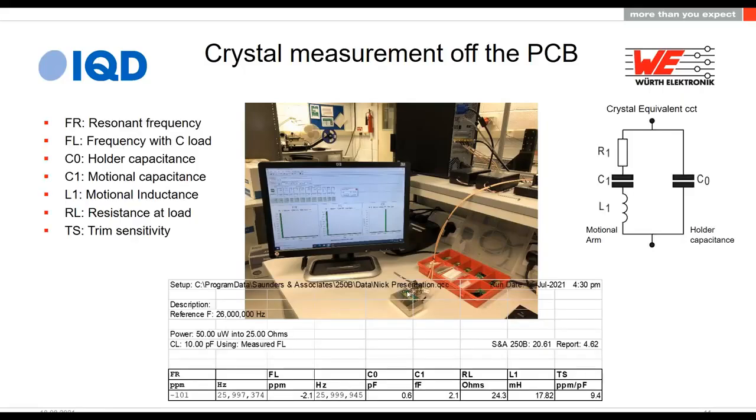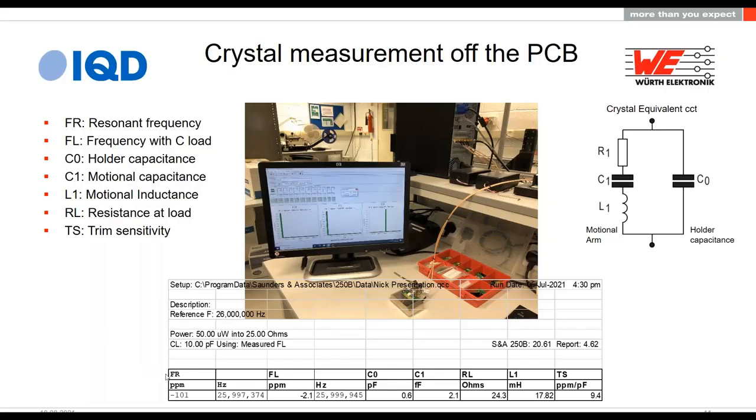And here we are with the actual measurements. I'm going to talk you through these, and then on the next slide, I'll try and give you some meaning for these. I'm hoping to make it all a little less cloudy if you don't work with these numbers all the time. So the first measurement is FR, and we can see here that's minus 100 parts per million, in reference to 26 megahertz because that's our frequency for the crystal. FR means the resonant frequency of the crystal. So that is the crystal's natural resonant frequency.